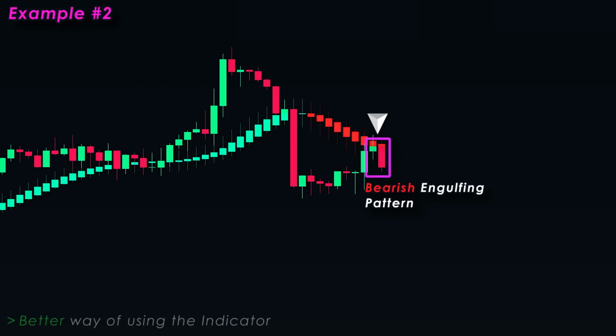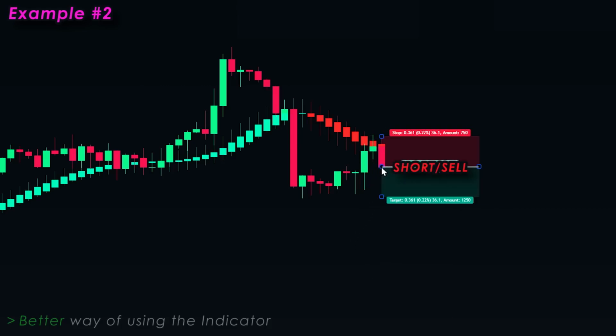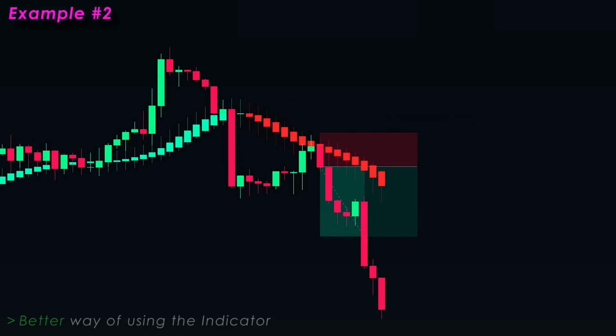So, because we already have a confirmation signal, we can now take a short position here. For a stop loss, place it above the previous candle's wick and set a profit target at 2 or 3 times the risk. And as you can see, this trade ended up being profitable.